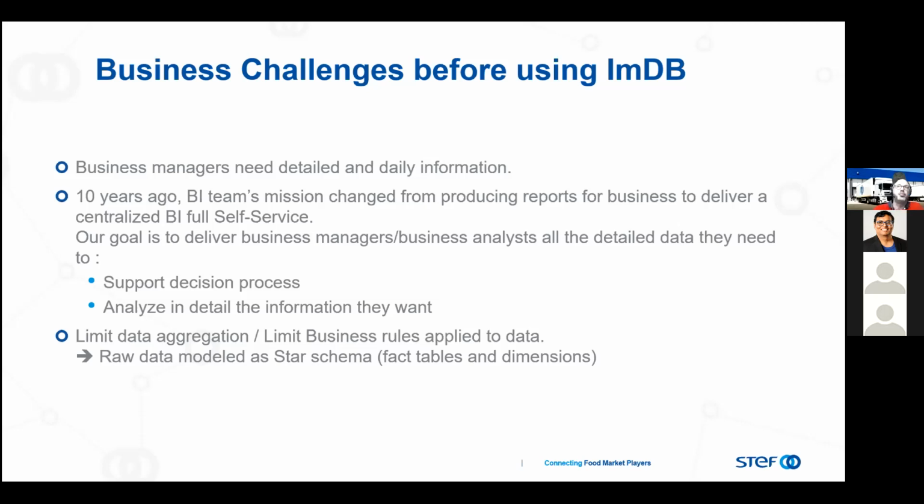When you provide a BI full self-service to your users, you do not know what queries they will make. So you change drastically how you design your database schema. And what we try to do is to limit aggregation against data to avoid losing information and to limit business rules that we apply on data. And we try to provide what I call a raw data model as a star schema with fact tables and dimensions.